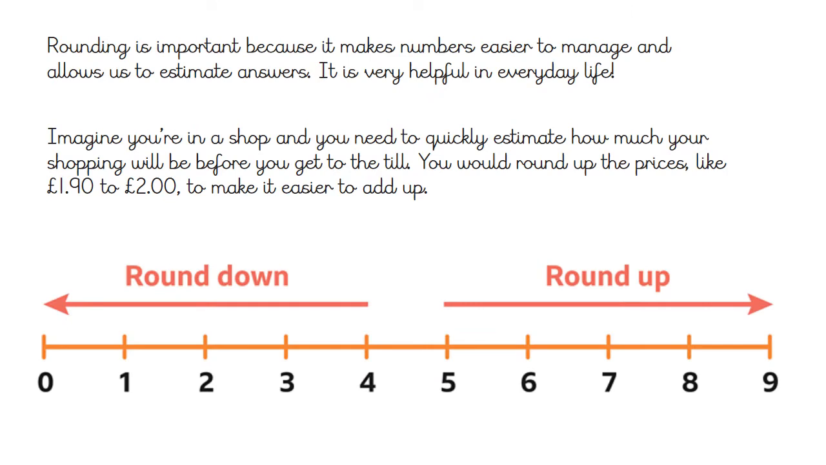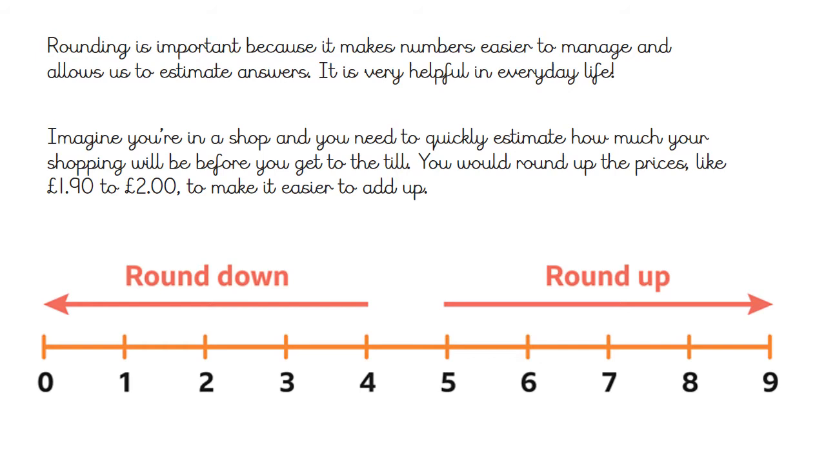Rounding is important because it makes numbers easier to manage and allows us to estimate numbers, and it is very helpful in everyday life. For example, imagine you're in a shop and you need to quickly estimate how much your shopping will be before you get to the till. You would round up the prices, so you might round up £1.90 to £2 to make it easier to add up. We also use rounding decimals when we think about weight and when we think about height. So there are many times that you use this.